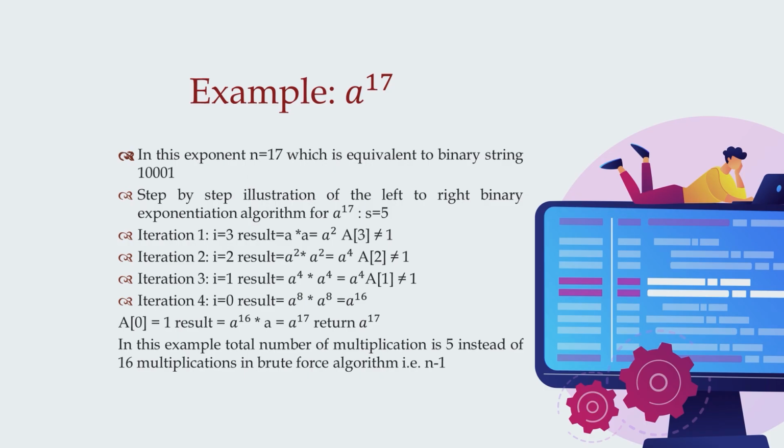Again decrement i, so i equal to 1, and result equals result into result, that is a to the power 4 into a to the power 4. By mistake it is written a to the power 4, but it will be a to the power 8. If we check the value of a[1], that is also 0, not 1. Again decrement i to 0, and result equals result into result, that is a to the power 8 into a to the power 8, that is a to the power 16.